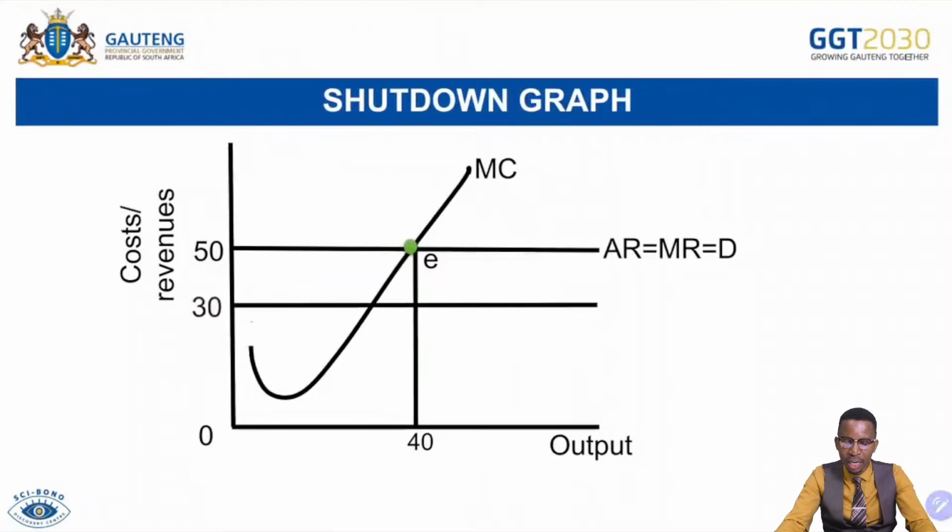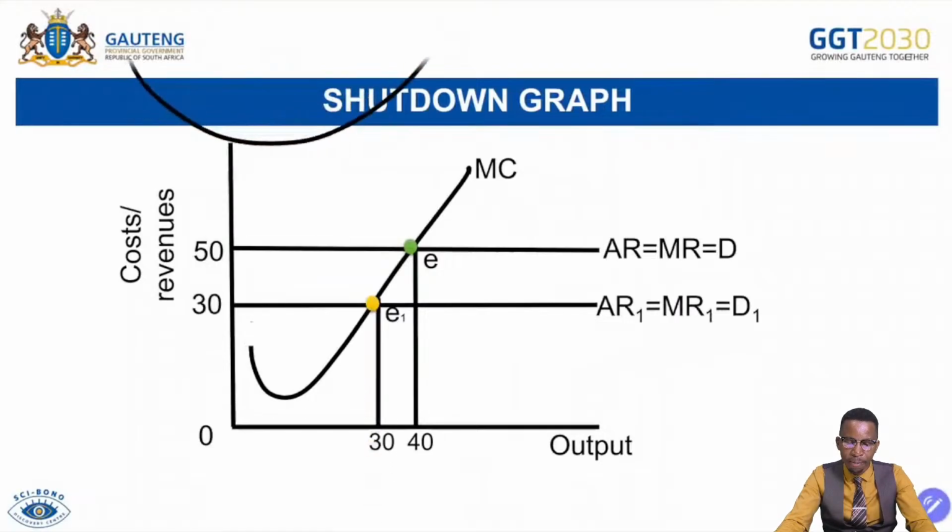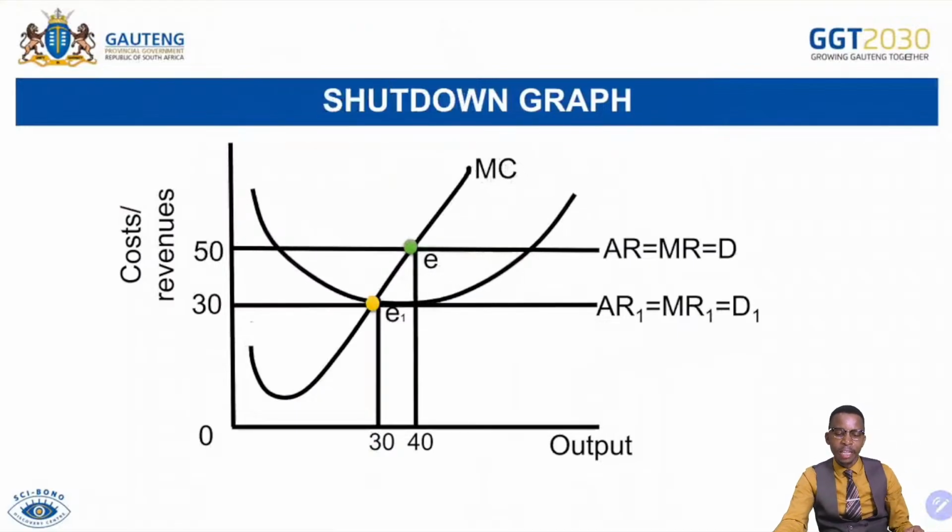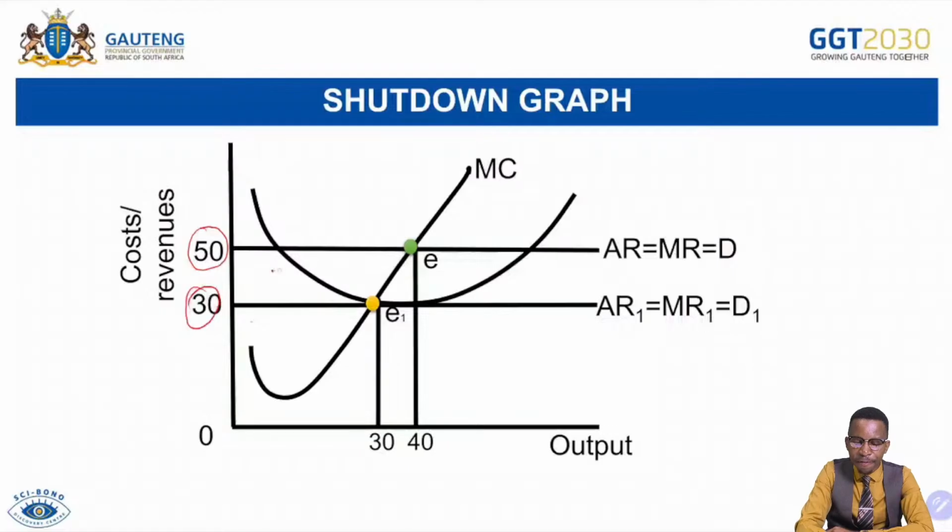The new curve is indicated AR1 equals MR1 equals D1. Thereafter, we have a new profit-maximization point at point E. The output is decreasing from 40 to 30. The firm here is initially enjoying economic profit. Where is the economic profit in this graph? The profit is there because revenues are 50 and costs are 30. The firm enjoys economic profit where AR is 50, but AC is 30.